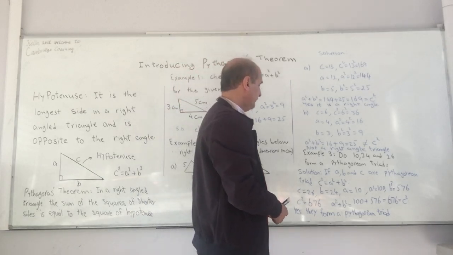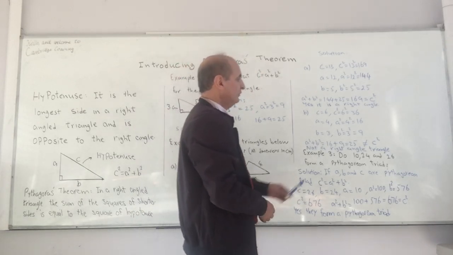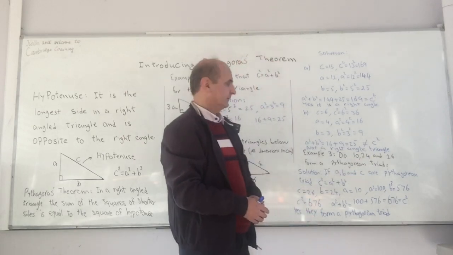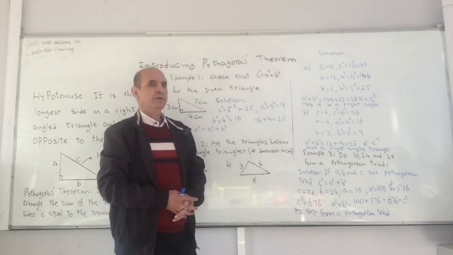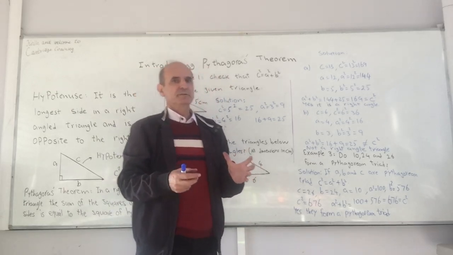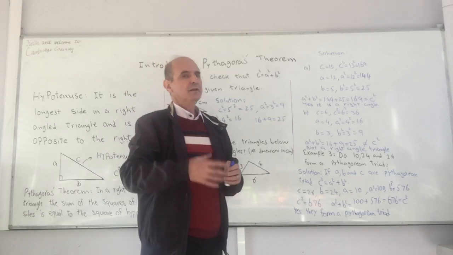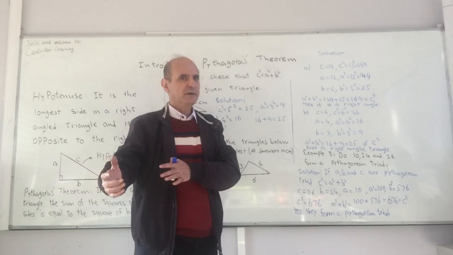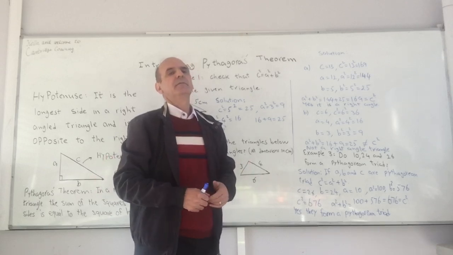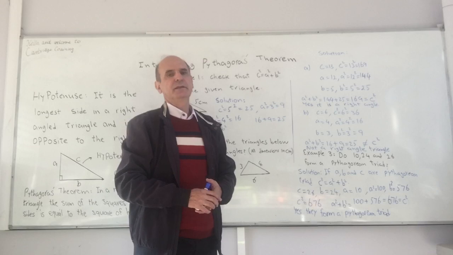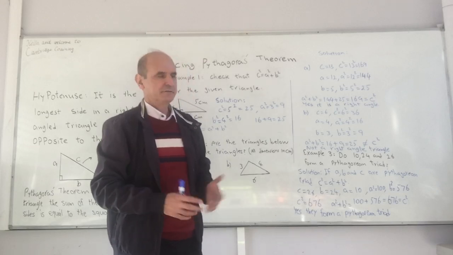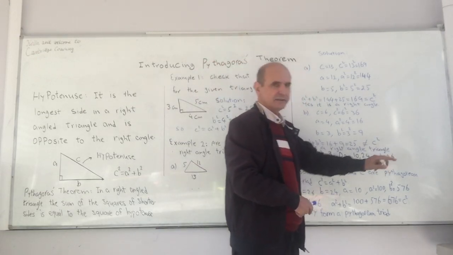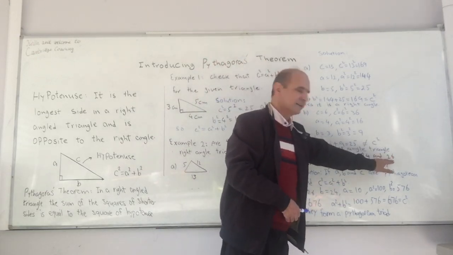Okay, and finally example 3. Do 10, 24 and 26 form a Pythagorean triad? What is a Pythagorean triad? Any three numbers that you have, if the largest number squared is equal to the sum of the other two squared, then yes, they make a Pythagorean triad. Otherwise, they don't. Okay, the three numbers I've got here are 10, 24 and 26. Which one is largest? Obviously 26.